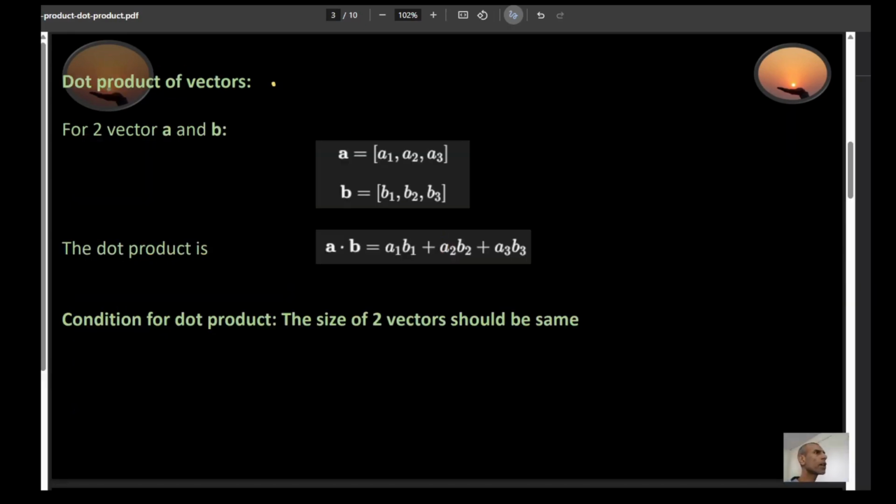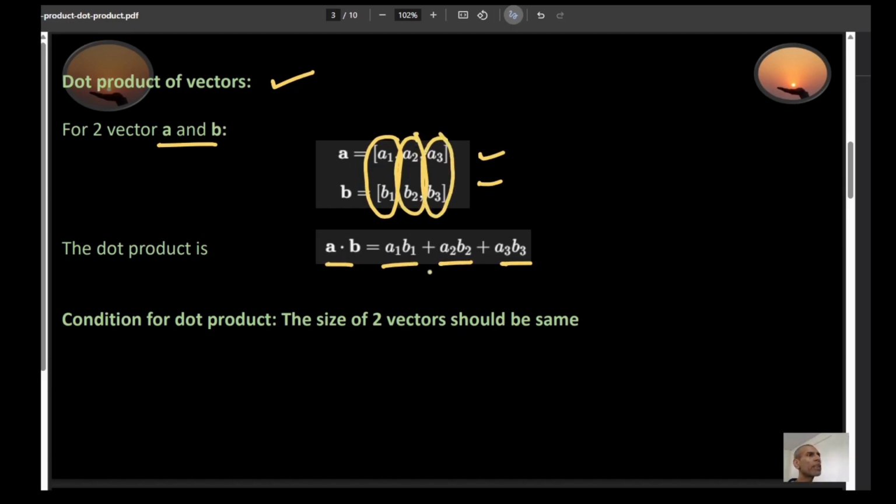And now the dot product of two vectors. Suppose you have two vectors A and B given like this, and you want to perform the dot product. The formula is you multiply A1 by B1, multiply A2 by B2, and A3 by B3. In other words, you multiply these two elements together, you multiply these two elements together, and you multiply these two elements together, and then you add them all together. This is how your dot product forms.